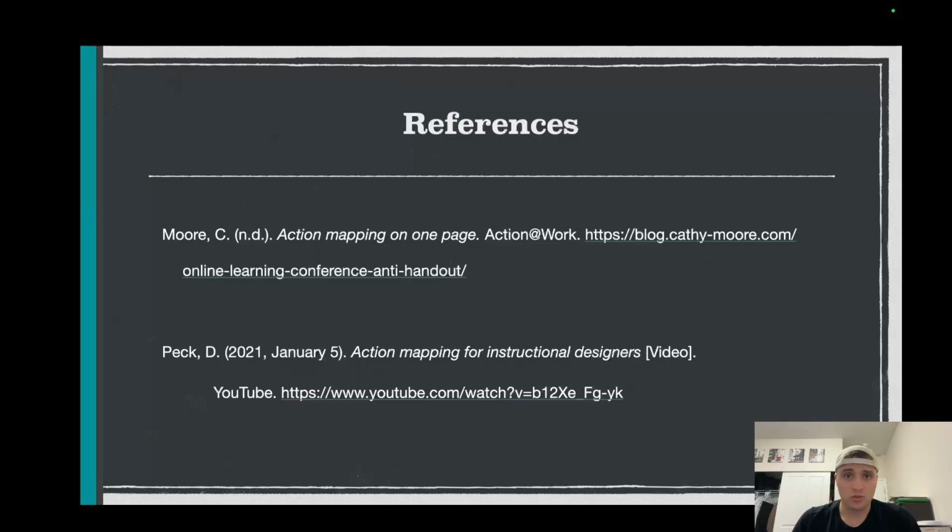Specifically, the pictures that were referenced in the action mapping steps on the slides were all taken straight from Kathy Moore, and a lot of the information that I presented to you was paraphrased from her scholarship and that of Devlin Peck. I just want to make that increasingly clear. This is not my instructional design. I did not come up with this.